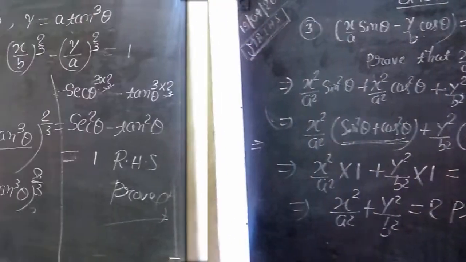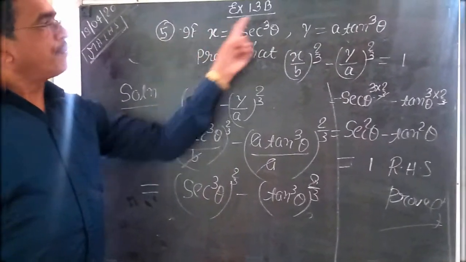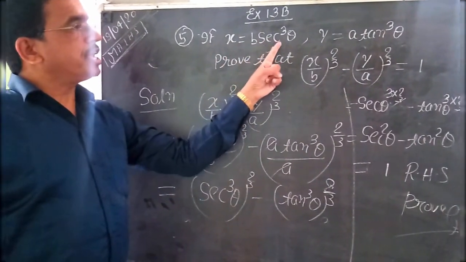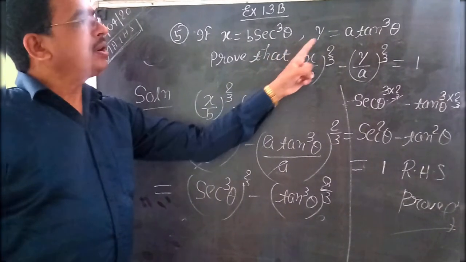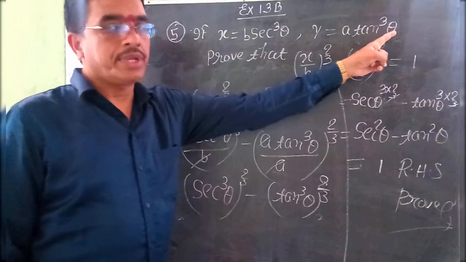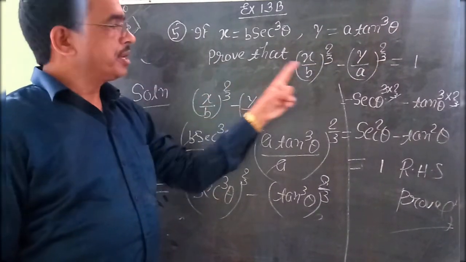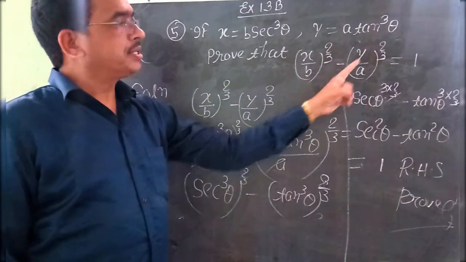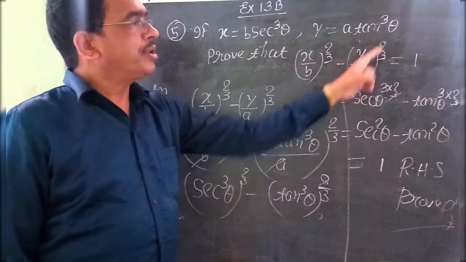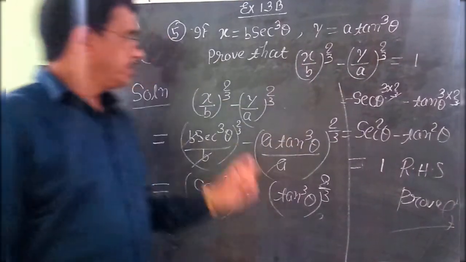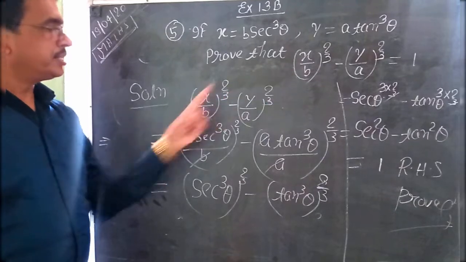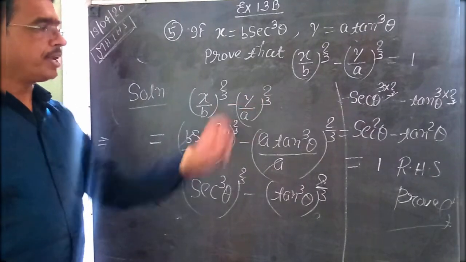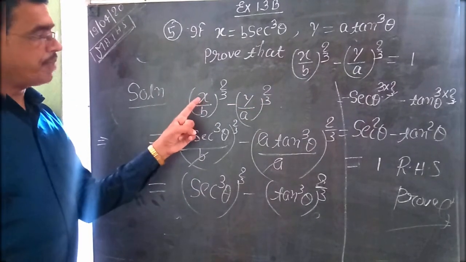Here, in question number 5 of exercise 13b, that is if x is equal to b sec cube theta, comma y is equal to a tan cube theta, then prove that (x by b) power 2 by 3 minus (y by a) power 2 by 3 is equal to 1. So first you write LHS, that is (x by b) whole 2 by 3 minus (y by a) whole 2 by 3. Only substitute the value of x.